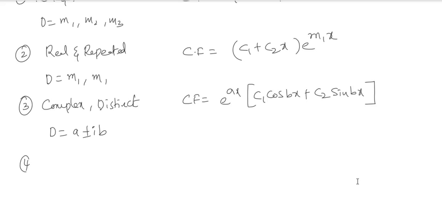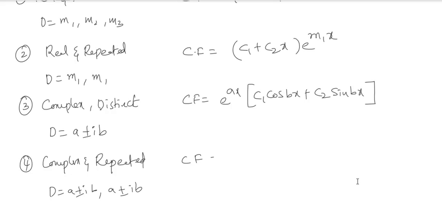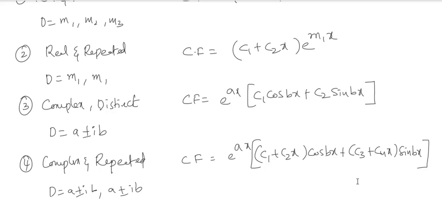Then complex and repeated. If it is repeated, that means D equals a plus or minus ib will be there, then similarly a plus or minus ib again. In this case, what is your complementary function? Repeated means the same as your earlier case, which is e to the power of ax into ((c1 plus c2x) cos bx plus (c3 plus c4x) sin bx). You people have to write it as this, for the repeated case.